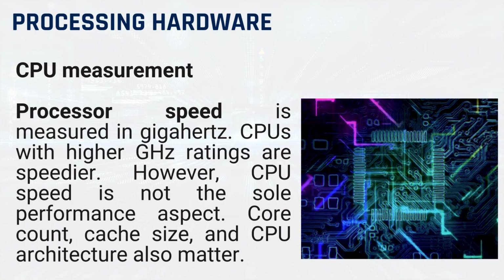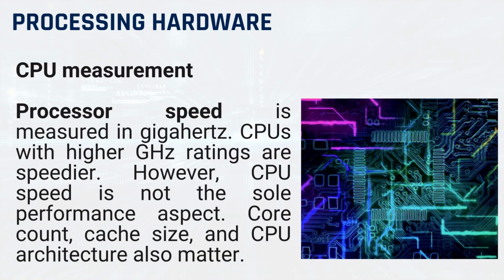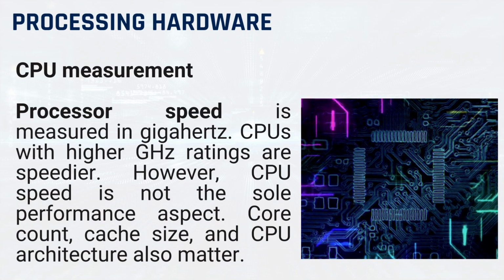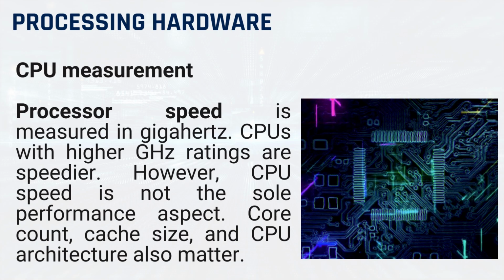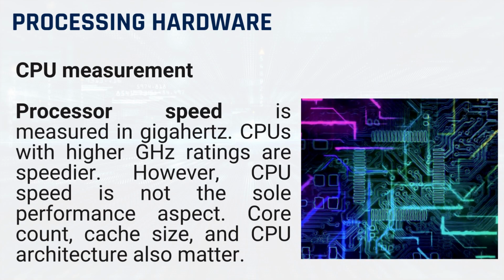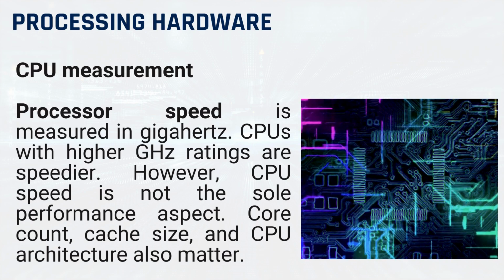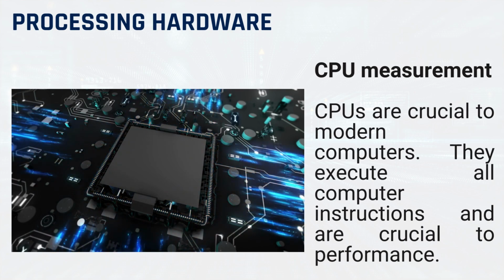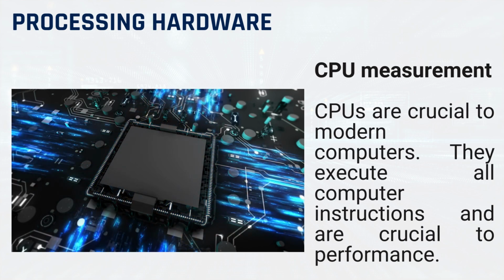CPU measurement. Processor speed is measured in gigahertz. CPUs with higher GHz ratings are speedier. However, CPU speed is not the sole performance aspect. Core count, cache size, and CPU architecture also matter. CPUs are crucial to modern computers. They execute all computer instructions and are crucial to performance.